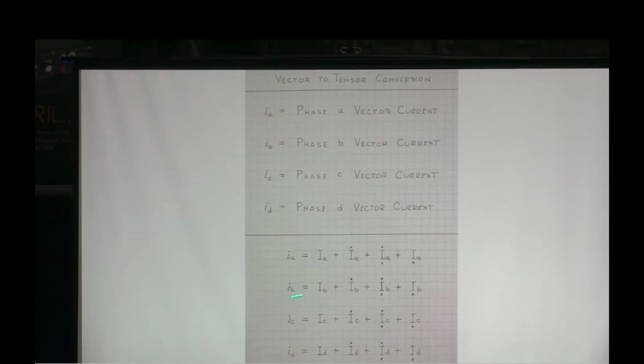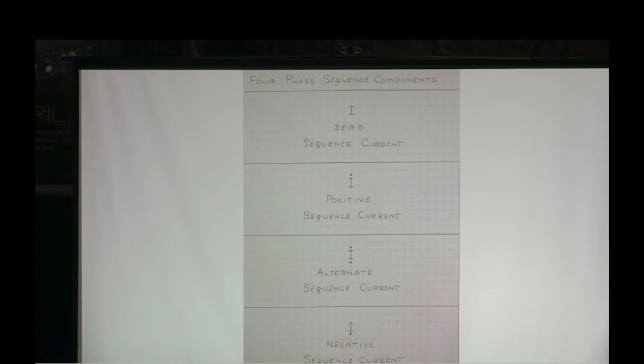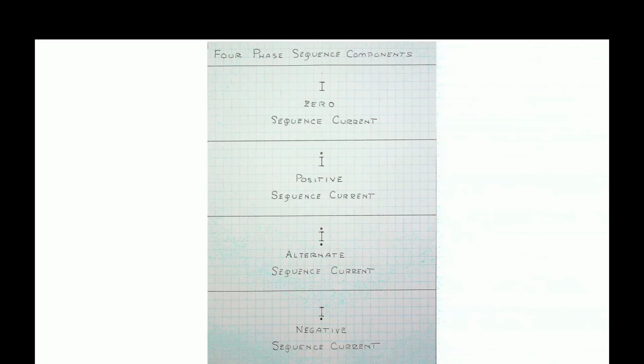Phase B is the same situation, so we have zero sequence current for phase B, positive, alternate, negative. For C, we have zero sequence, positive, alternate, negative, and for phase D, we have zero, positive, alternate, and negative. Okay, so this is what we have to work with. Now, what do these things mean, and how do we derive them analytically from our line currents? Because those we can measure with the meter. These things are mathematical abstractions and require a very specific network to turn them into something that will make a meter move, but it is possible by using sets of transformers and capacitors and what have you.